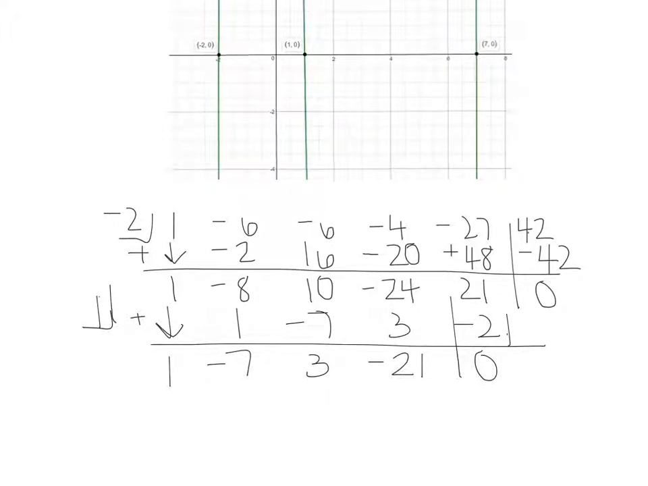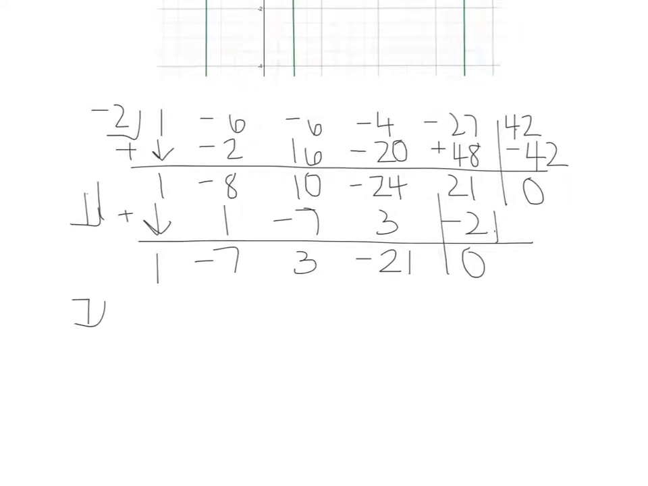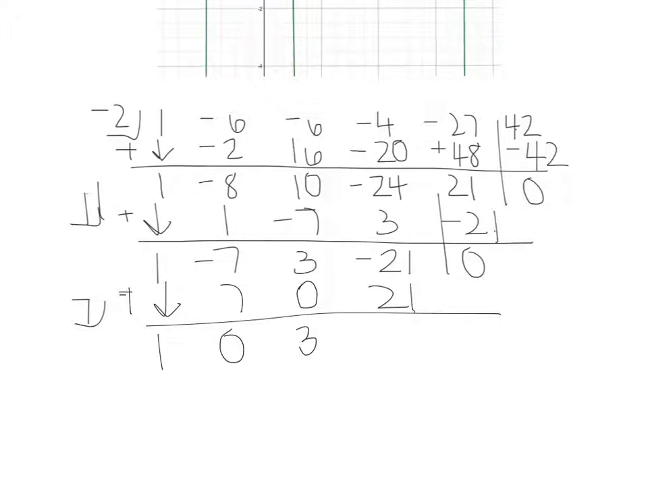This should be the last 0 that gets me my quadratic, and the last 0 we have is 7. So bring down the 1. 1 times 7 is 7. -7 plus 7 is 0. 0 times 7 is 0. 3 plus 0 is 3. 3 times 7 is 21. -21 plus 21 is 0.